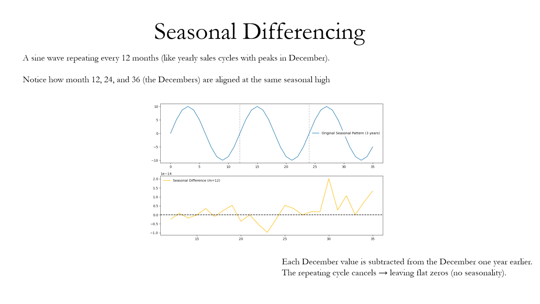Now, if we difference it, each December value is subtracted from the December one year earlier, right? The repeating cycle cancels, leaving flat zeros, no seasonality. Now, it is close to zero, but we will see some outlier values, and that is nothing to be concerned about. In general, it fluctuates around zero. In real data, you're going to have some outlier values that pull the values in a different direction, but we have differenced it, and it's sufficient.